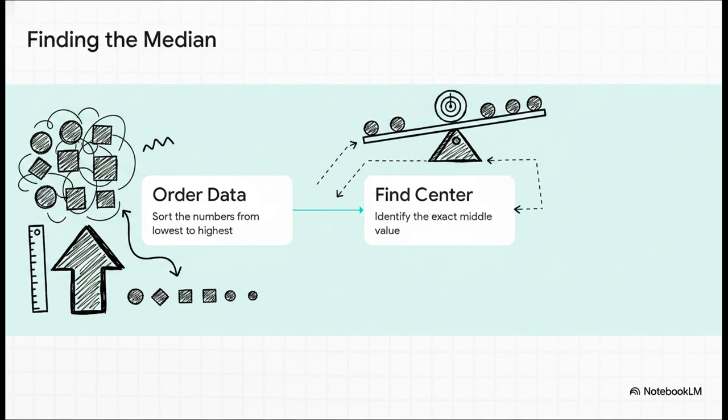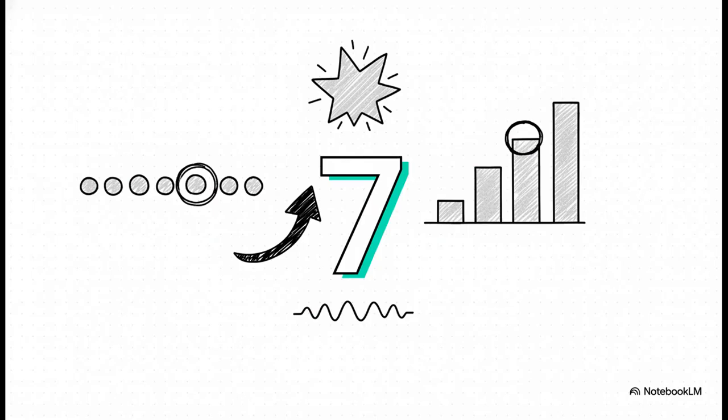Remember, first, we absolutely must order the numbers from lowest to highest. So we rearrange them to get 4, 5, 6, 7, 9, 10, 11. Now, we locate the exact center. Count 3 in from the left and 3 in from the right. And there it is, smack in the middle. Our median actually is 7. So if you got that right, fantastic job.